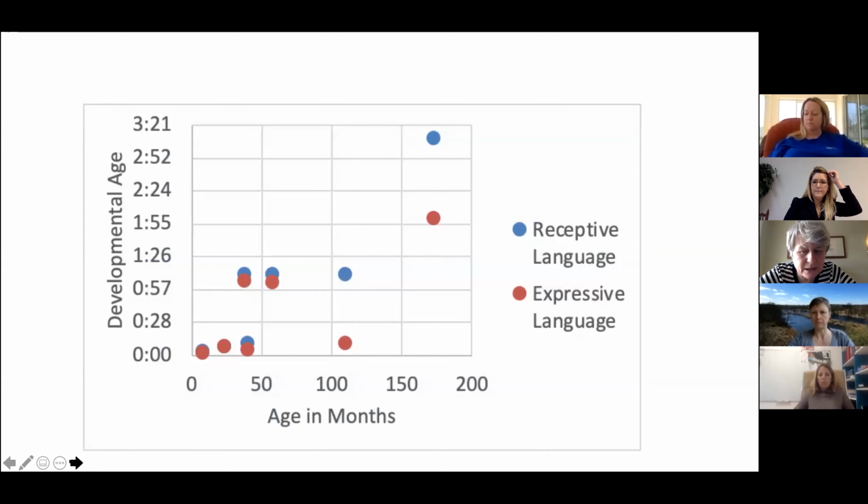This is language scoring. On the left is developmental age, on the adaptive behavior portion for the language, in years, and the bottom is in months. The best child, at about 180 months, was able to get a receptive language score of about 3 years of age, and that was the best we were able to accomplish.